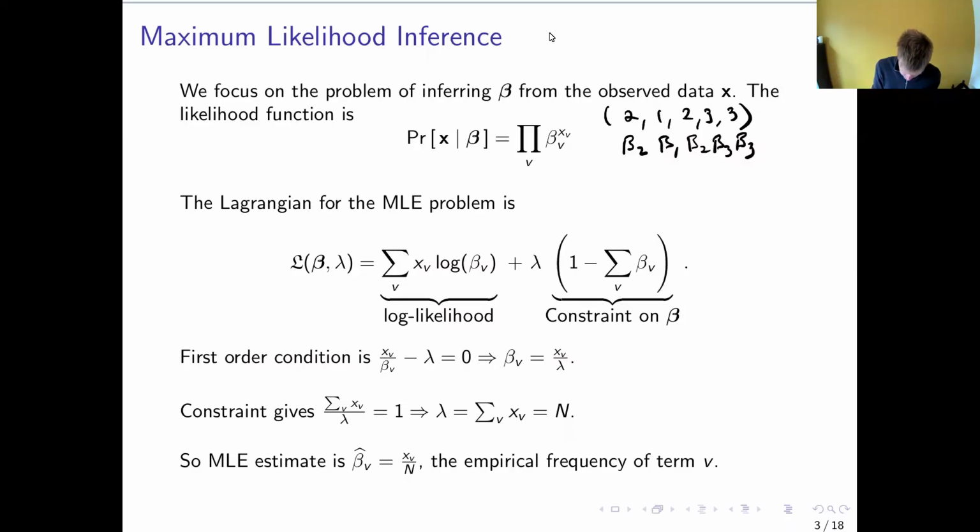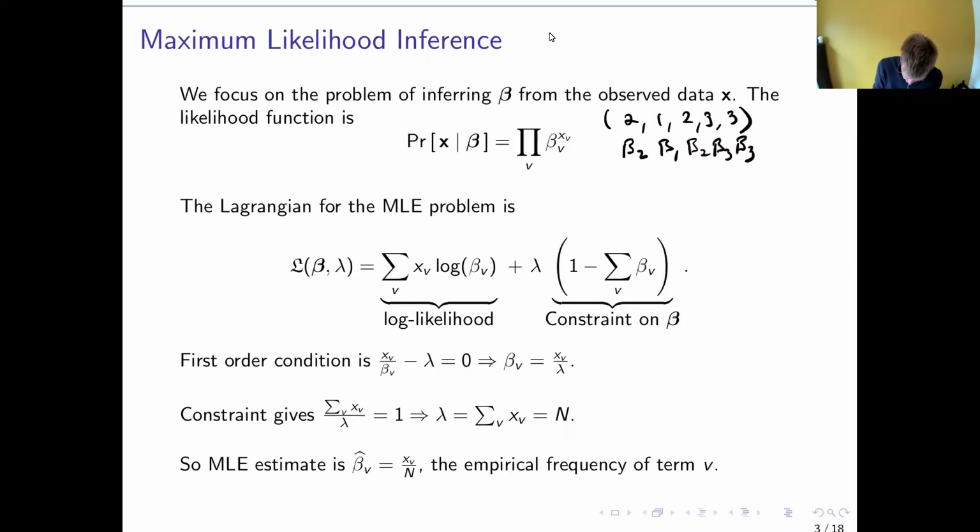So this here is really a set of capital V equations. So each individual probability is equal to the number of times that term V shows up in the list divided by the Lagrange multiplier.